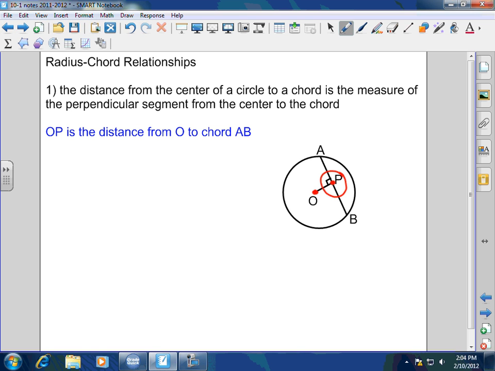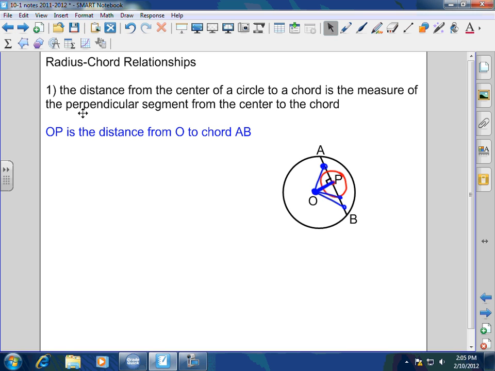They never want the distance to be like, let's say, this. They will not accept that as the distance from the center to the chord. They don't want this one. They don't want this one. The distance from the center to the chord will always be the segment that is perpendicular to that chord.